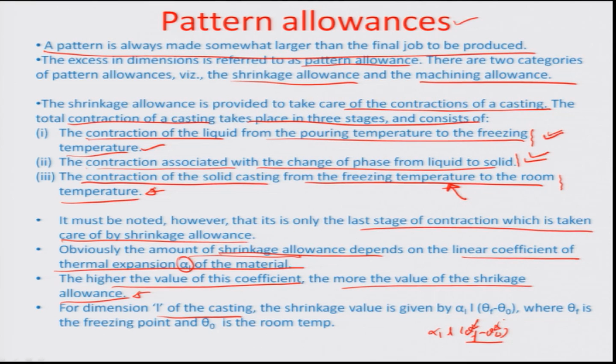Theta 0 obviously is the room temperature. So, the metal has just frozen to solid, still hot, and from there slowly it cools to the room temperature. The amount of delta L, the change in length which happens, is proportional to the original length, and is also proportional to the difference of these temperatures, and alpha L is the thermal expansivity coefficient, which has to be plugged in. It is a constant for a particular material system.